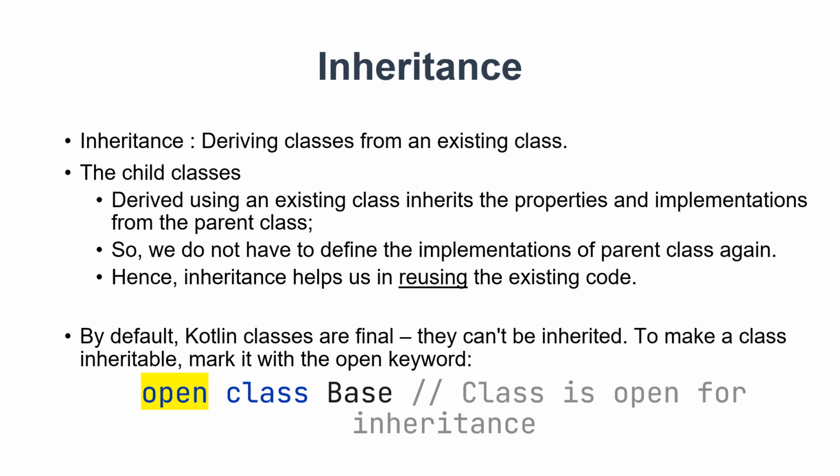Inheritance in Kotlin involves deriving classes from an existing class, where child classes inherit properties and implementations from the parent class. This allows for the avoidance of redundant code redefinition, promoting code reuse. However, it is important to note that by default, Kotlin classes are marked as final, meaning they cannot be inherited. To enable inheritance, the open keyword is used to explicitly mark a class as open, as illustrated by this example.